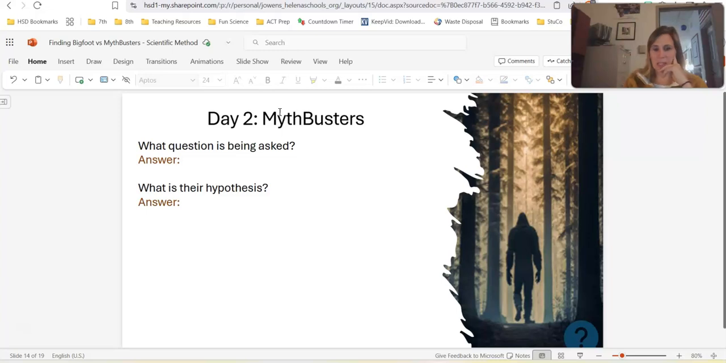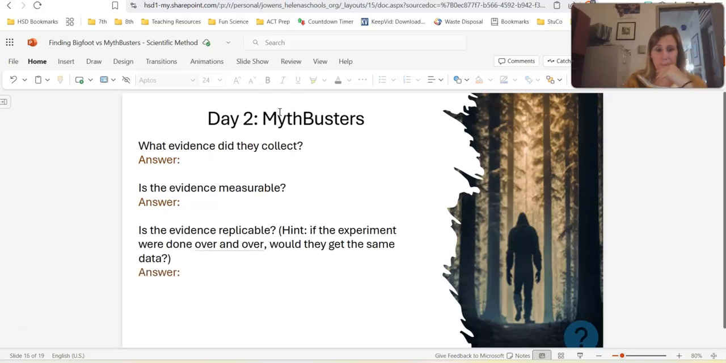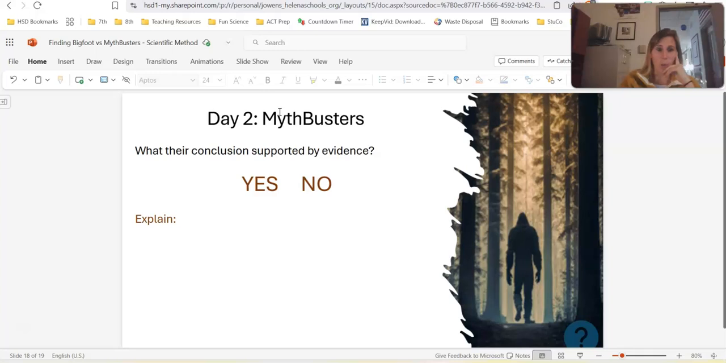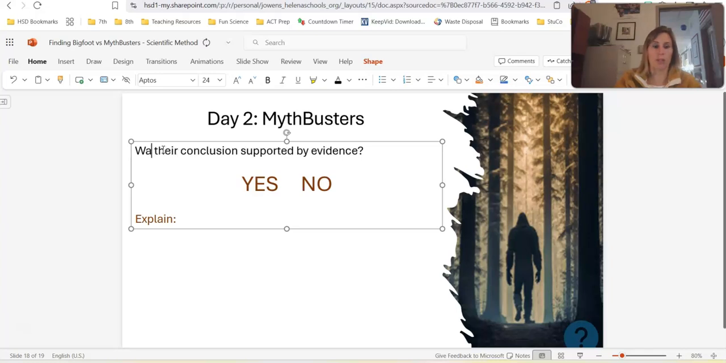Okay, what question is being asked? What is their hypothesis? How did they design their experiment? Did they repeat or modify? So did they do it over and over, maybe making changes each time? What evidence did they collect? Is the evidence measurable? Could they collect actual data from it? Is it replicable? If they did it over and over, are they going to get the same results? What flaws did you notice in their scientific method, if any? And then do you think their conclusion would be scientifically valid? Yes or no, and why or why not? And then finally, was their conclusion supported by evidence? You're going to use your draw tool to circle yes or no and explain why.